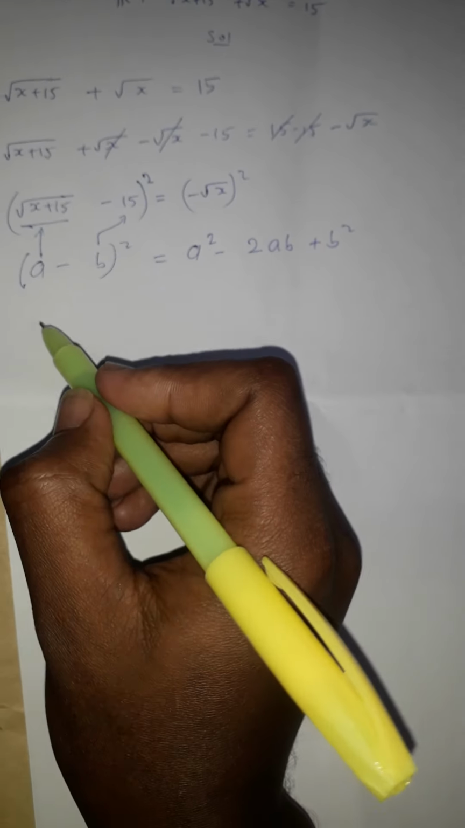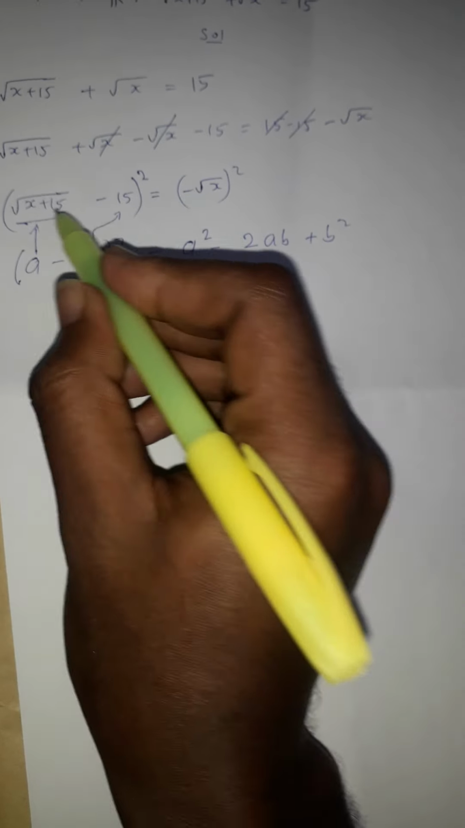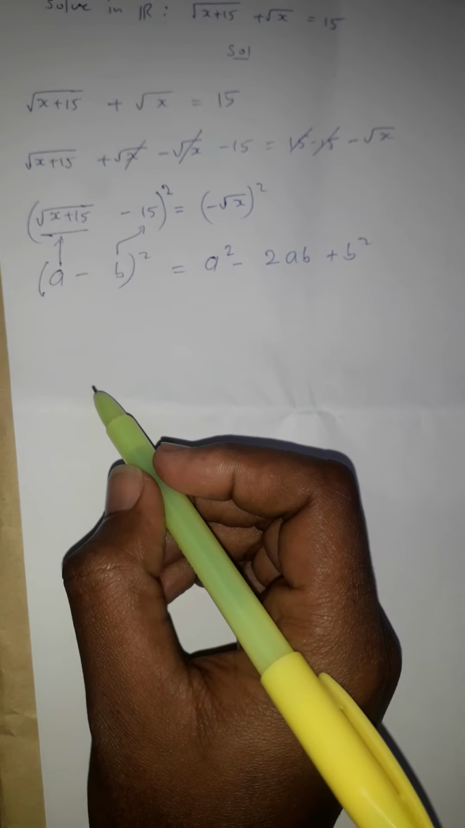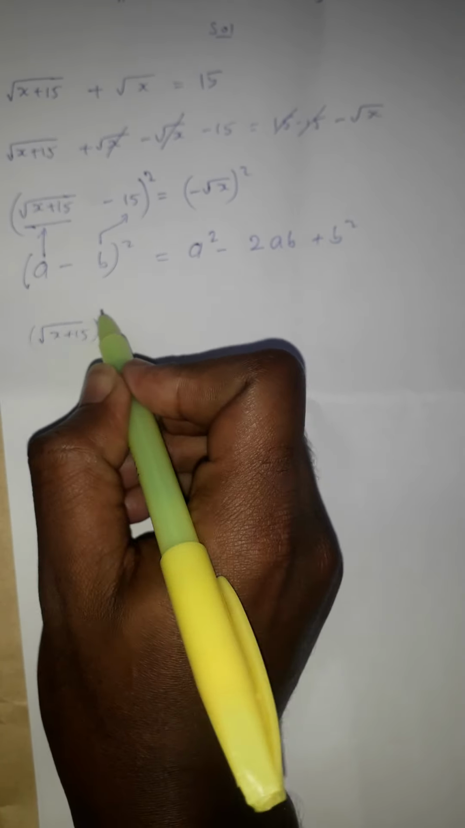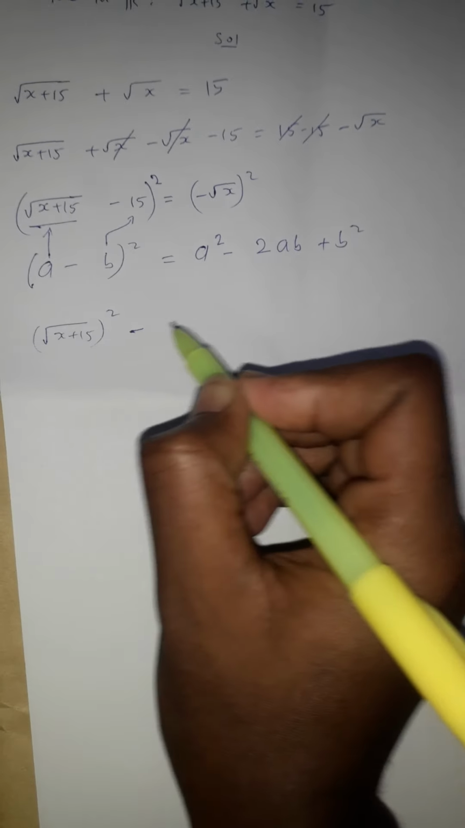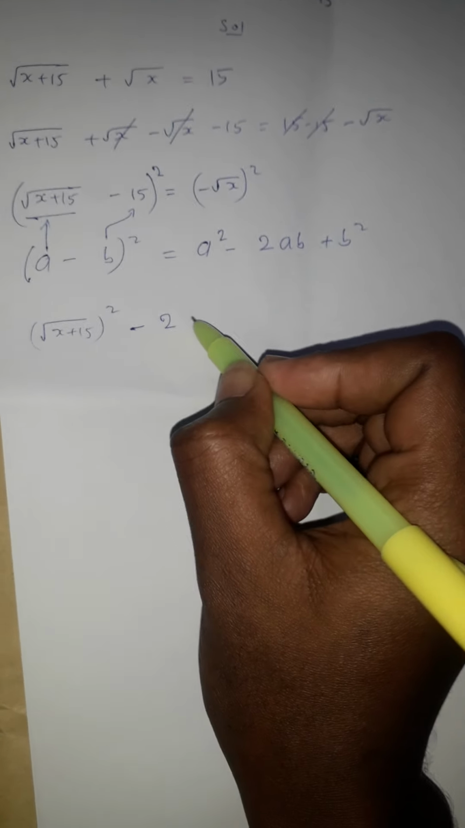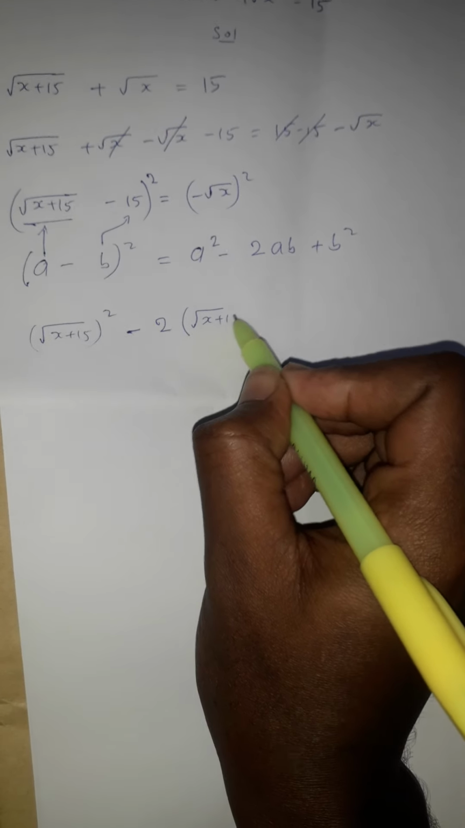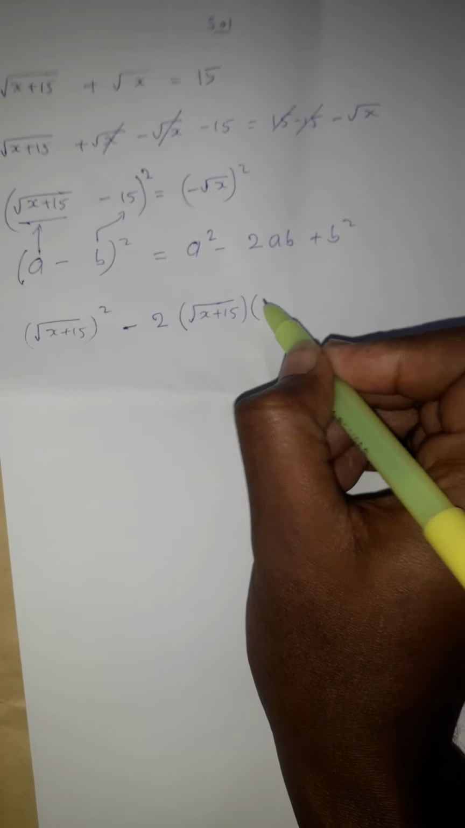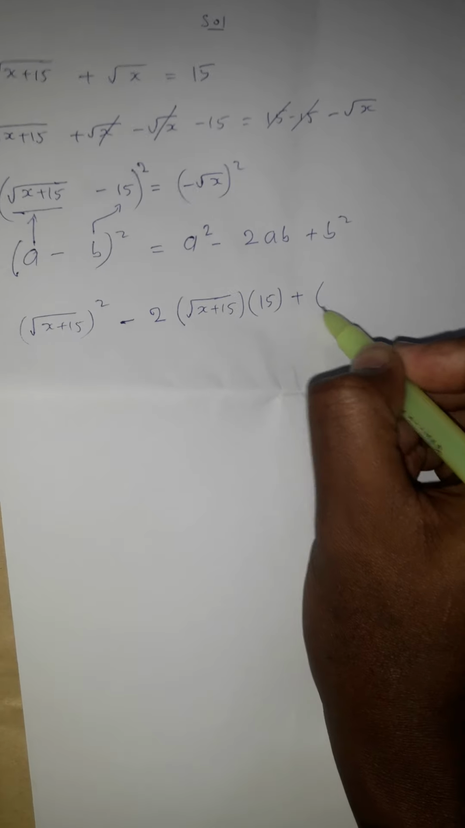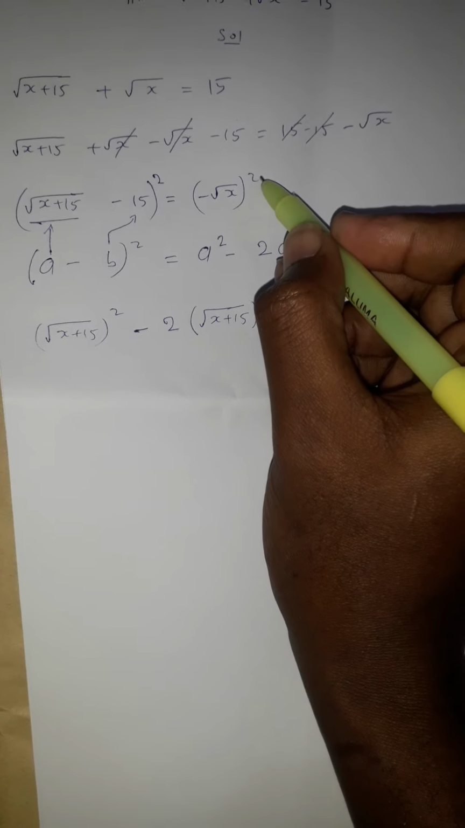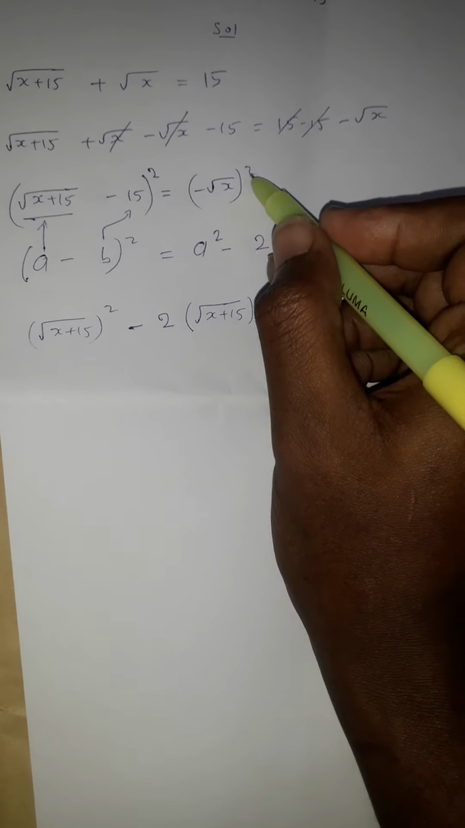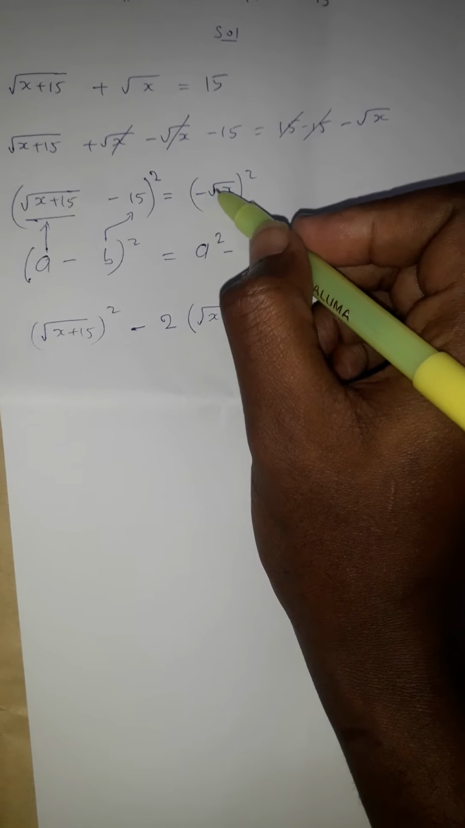So do that. First term, you square root (x plus 15). If I square that, it means root (x plus 15) squared. So that comes from a squared minus twice a times b, where a stands for root (x plus 15) and b stands for 15, plus lastly you square 15. That's equal to this one. If you square negative root x, it becomes positive, and the square and the root cancel, so you are left with only x.